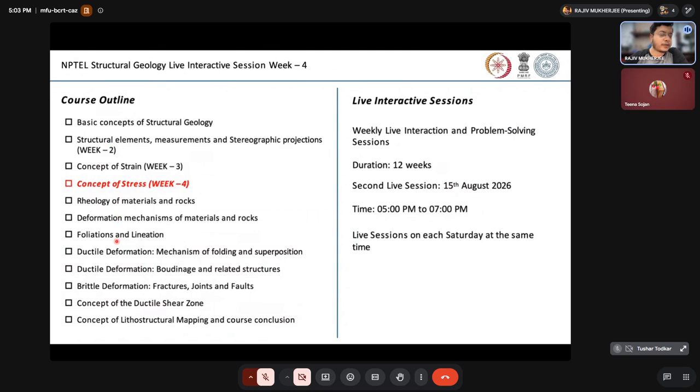Whatever we will be discussing today, or whatever you have already learned this week from the course material regarding stress and its relation to strain, is the crucial knowledge that you will need to carry on the further discussions related to the rheology of materials and rocks, and the different types of deformation mechanisms that we generally see in minerals, which are also similar to other materials like metals and alloys, and how these deformation mechanisms are generated in response to the strain.